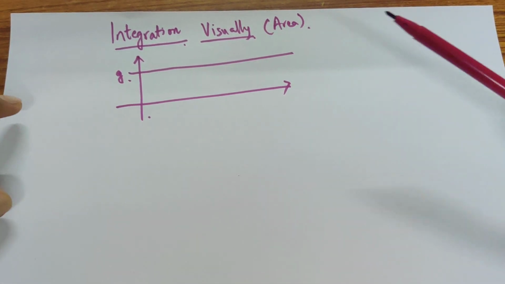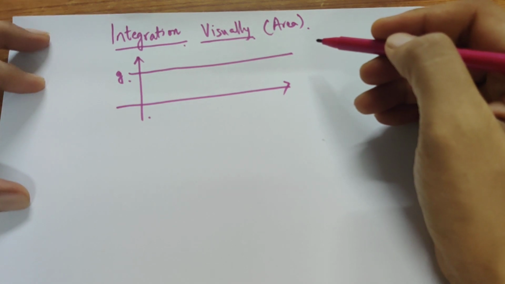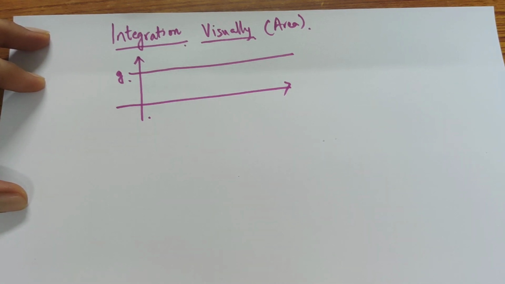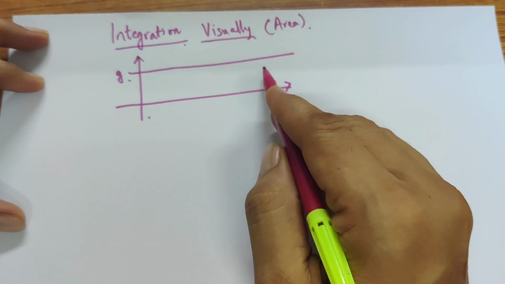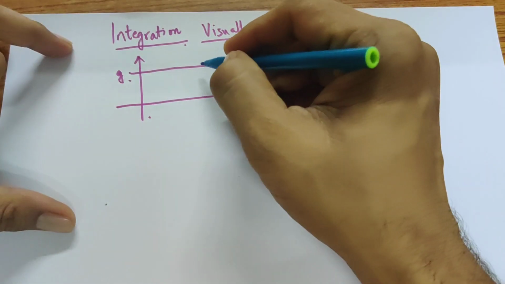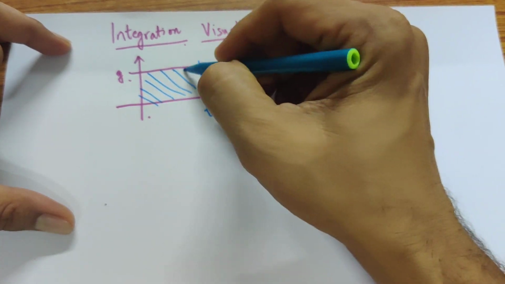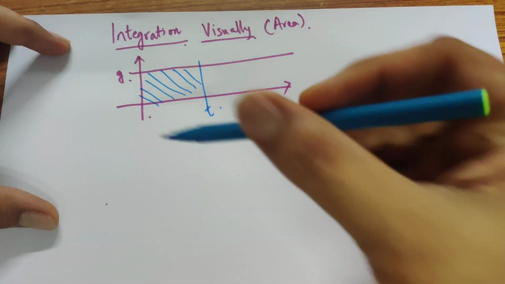In this video, we'll look at integration visually. So integration actually simply is area. Let's say you had something constant, which I'm going to call g, also representing gravitational acceleration. If I have a constant acceleration, then integration up to a point t is simply the area of this. That's all.